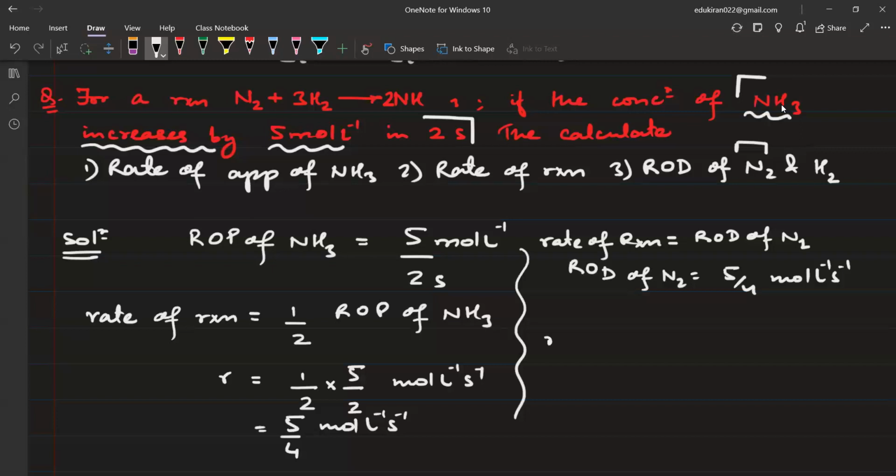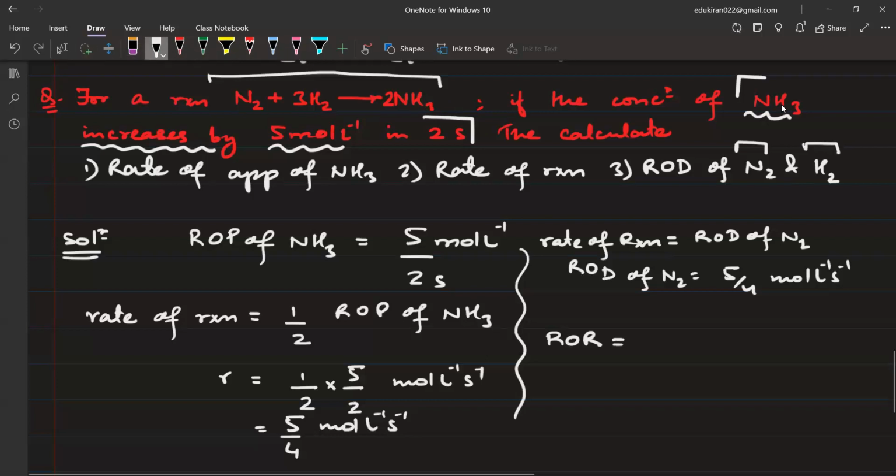Now comes rate of reaction, ROR in terms of H2. So tell me, what will be the ROR in terms of H2? Please look at the reaction, because we are writing the reaction. Rate of reaction in terms of H2. Sir, minus 1/3.